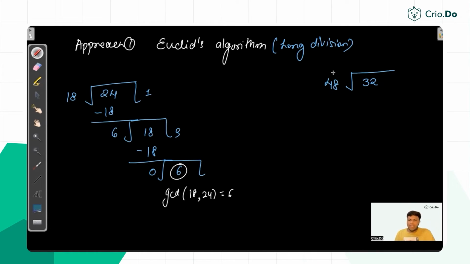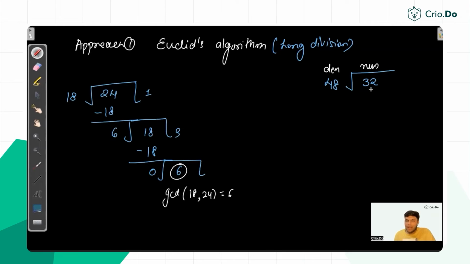Obviously, A can be anything, B can be anything. Here A was 18, B was 24. Here I am taking A as 48, B as 32. That is, B is the numerator, A is the denominator. Or you can name these numerator and denominator instead of A and B. For now, we are taking numerator as 32 and denominator as 48.